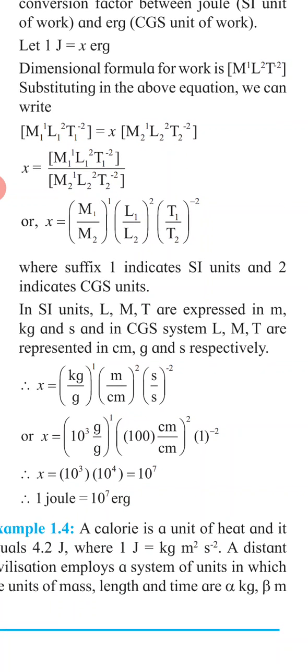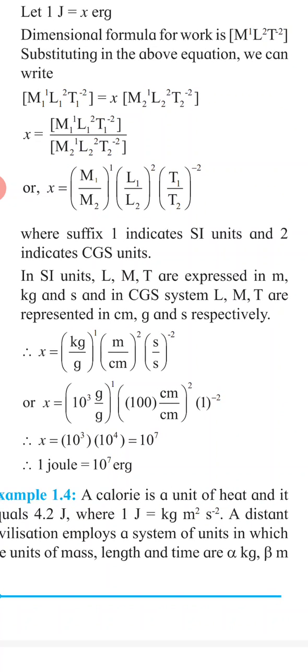So x is equal to what? So we see here M1, that is kilogram, M2 which is in gram because it is in CGS. Then the second term, meter upon centimeter, length in meter for MKS and centimeter for CGS. Then second, it is the same for both the units MKS and CGS. So x is equal to what? What is meant by kilo? Kilo stands for 10 to the power 3. So it will be 10 to the power 3 gram upon gram. So this will cancel out. And here 1 meter is equal to 100 centimeter. Again centimeter will cancel out.